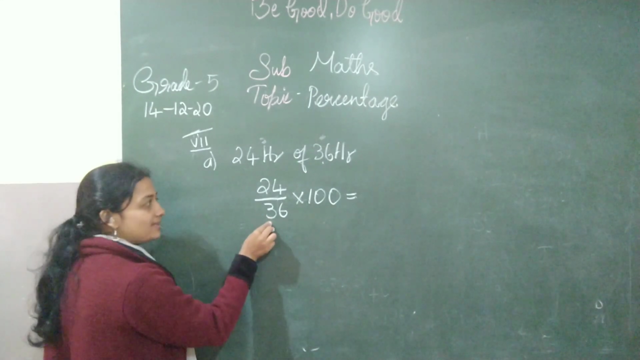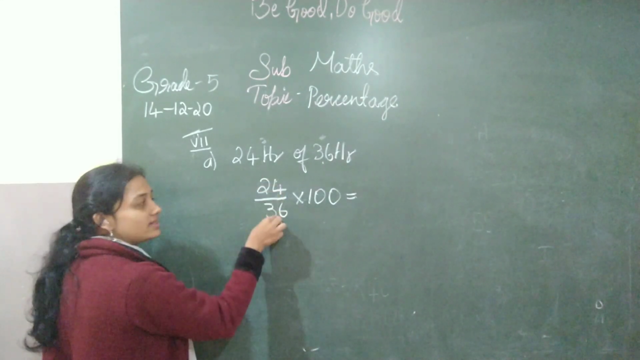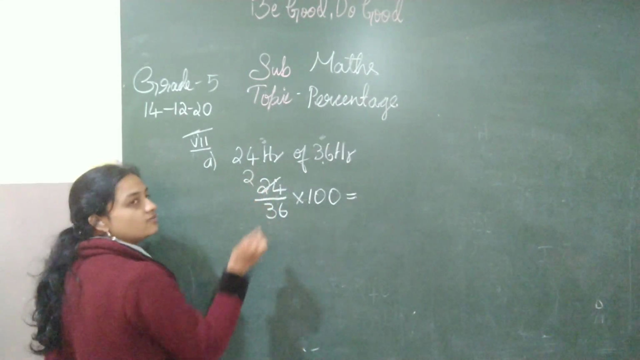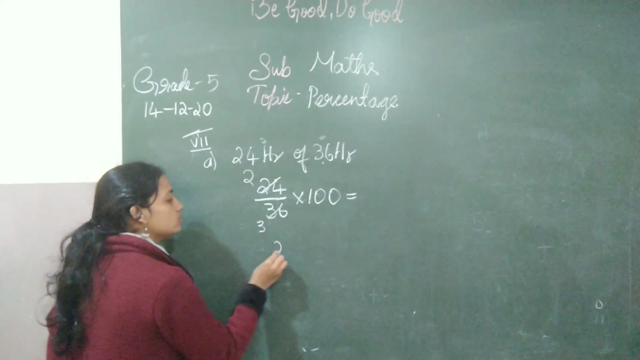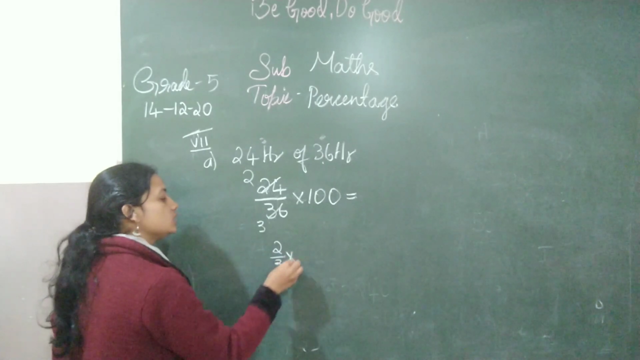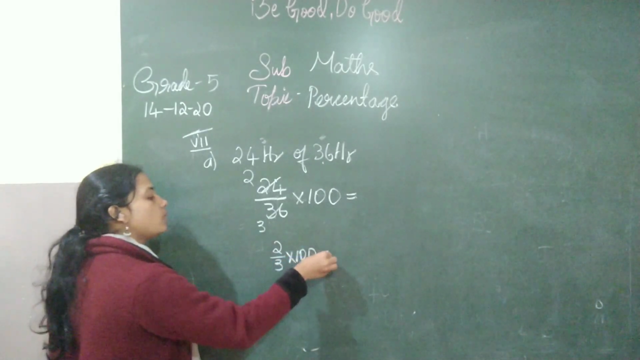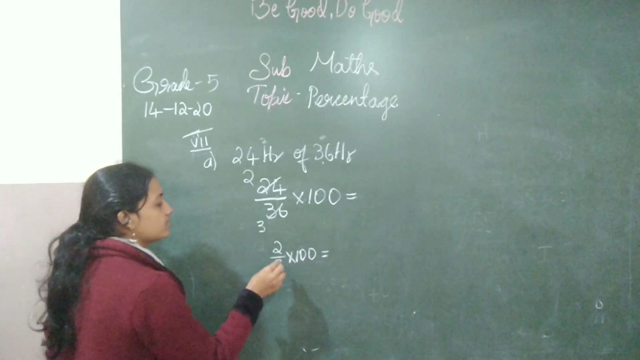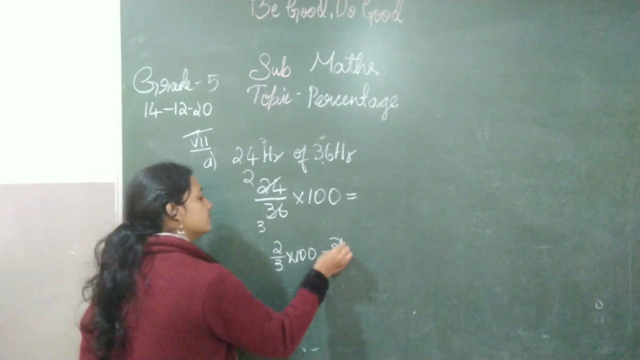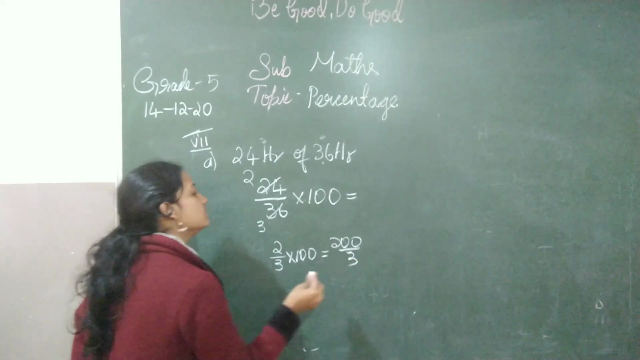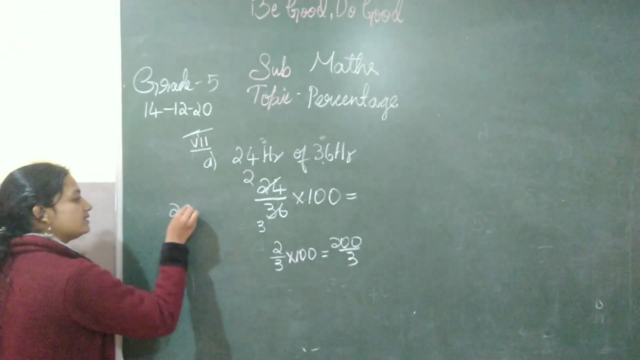So let us divide and see. I can take this in 12 ones, right? 12 2s are 24, 12 3s are 36. So now 2 divided by 3 into 100. So what will be my answer? It is 200 by 3. So let us divide 200 by 3.